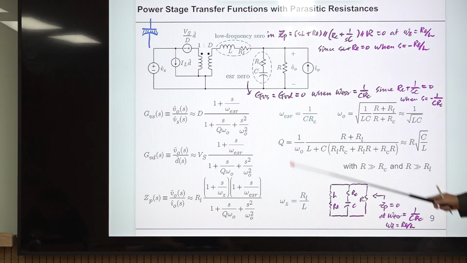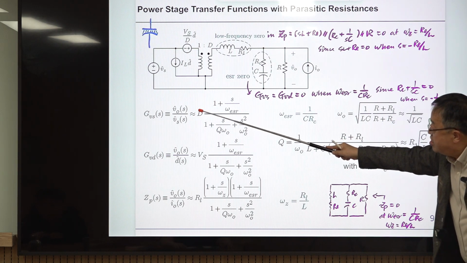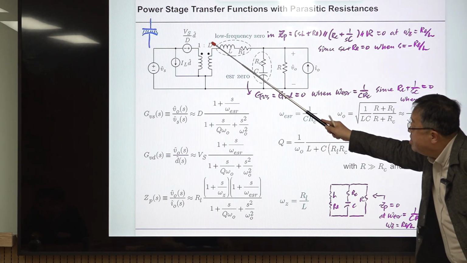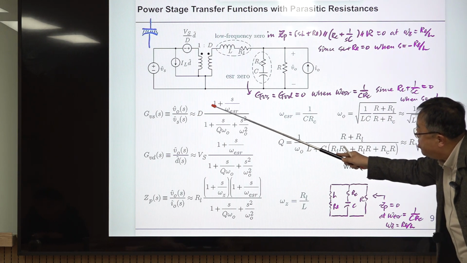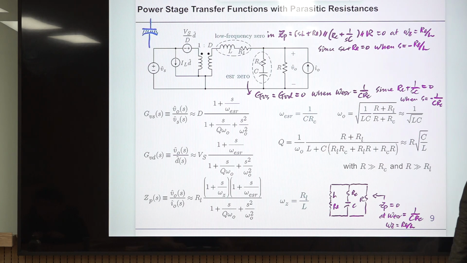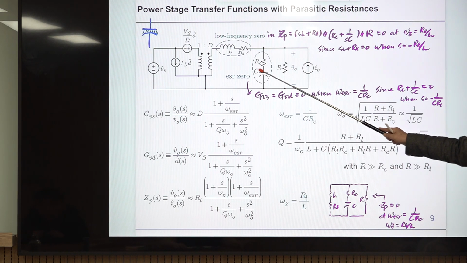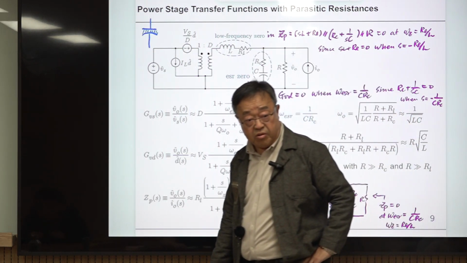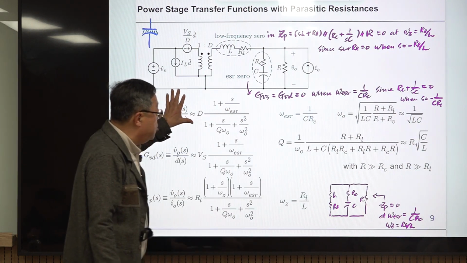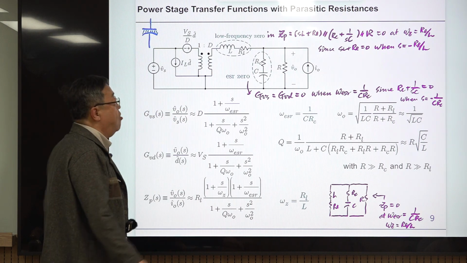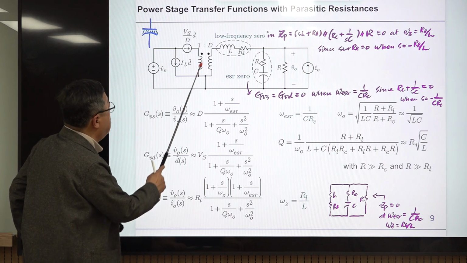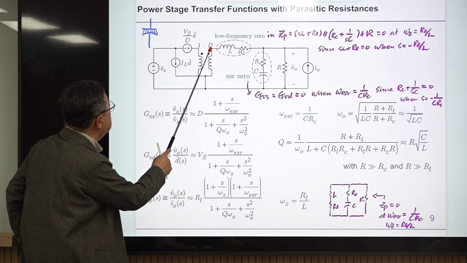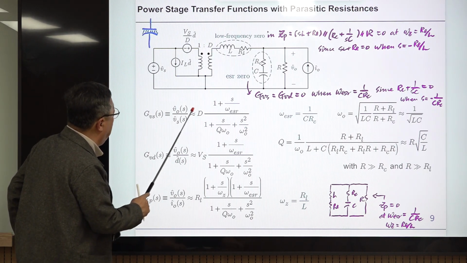And in the numerator, D is coming in front, and there is one term. This is called a zero, omega ESR. This zero is coming from the ESR of this capacitor, and we call it the ESR zero. Okay? You can easily derive this by simply calculating. So D is coming here.